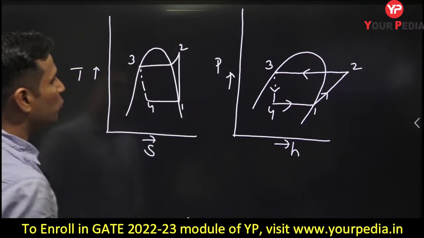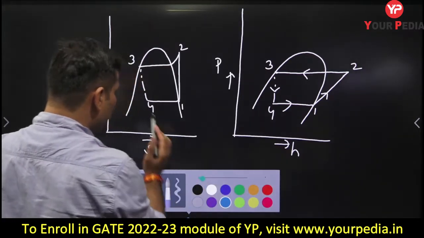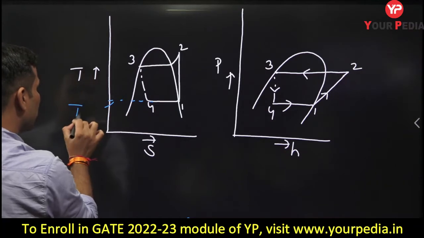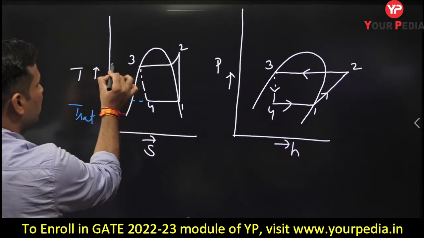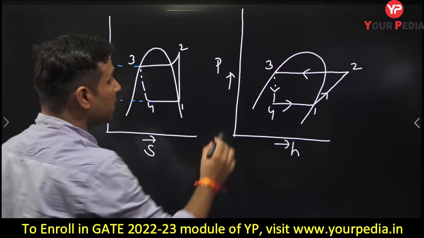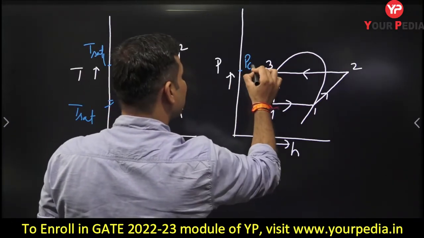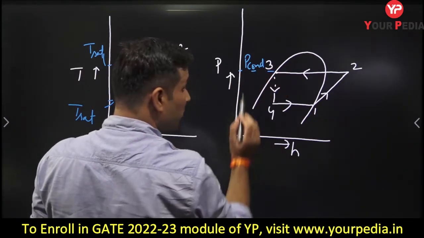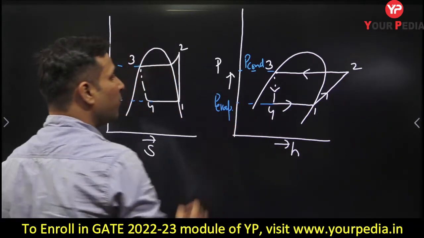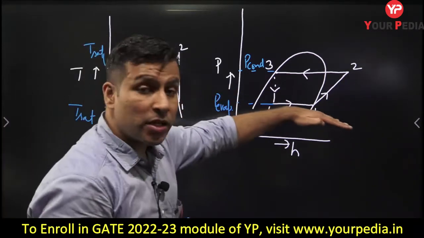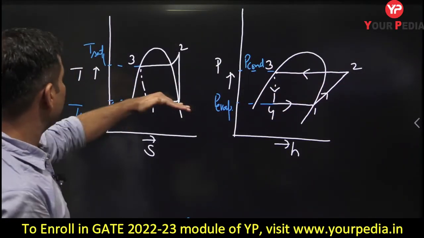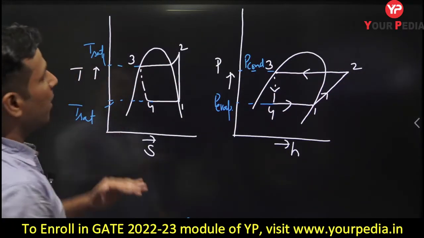Now if you are carrying out superheating, this is the saturation temperature, guys. This is T saturation in the evaporator. This is T saturation in the condenser. This is the pressure P condenser, or saturation pressure in the condenser, and this is P evaporator, or saturation pressure in the evaporator. This is T saturation in the evaporator, and this is T saturation in the condenser.